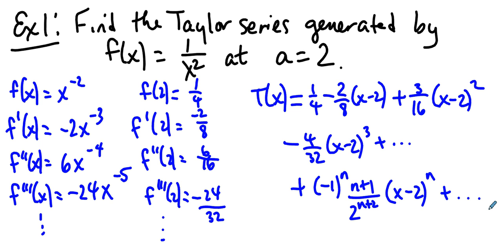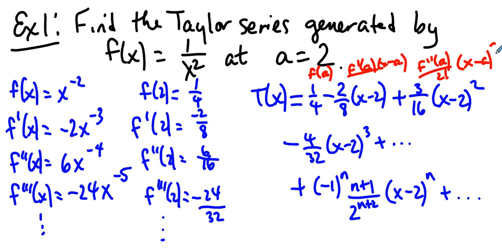So we generate a Taylor series by writing out a bunch of derivatives, figuring out what they are at a, and then using the formula. This is f of a, this is f prime of a times x minus a. This is f double prime of a over 2 factorial times x minus a squared, and so on. I will do a couple more examples in another video for those folks who need to see this another time. All right?